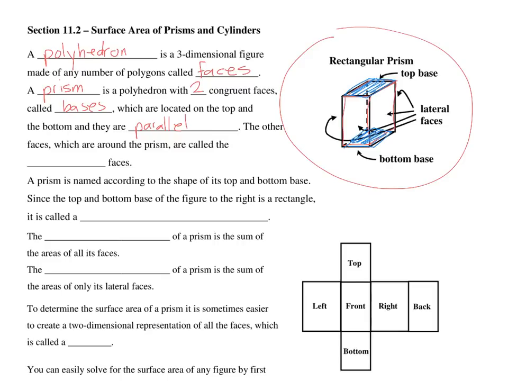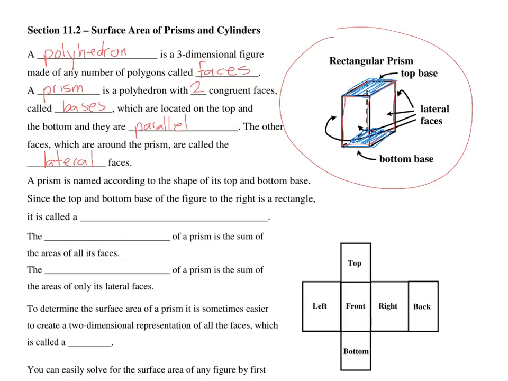Now, often when you're looking at a picture on a piece of paper, it might be difficult to visualize what this three-dimensional figure actually looks like in real life. So if you're having an issue with that, make sure to look at the three-dimensional figures that are available so you can hold one in your hand and get a clear idea of what we're talking about. The other faces, which are around the prism, are called the lateral faces. Lateral, think going around.